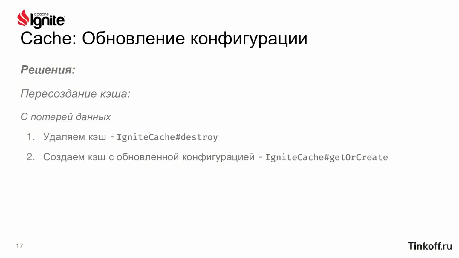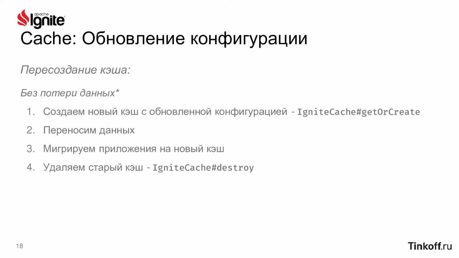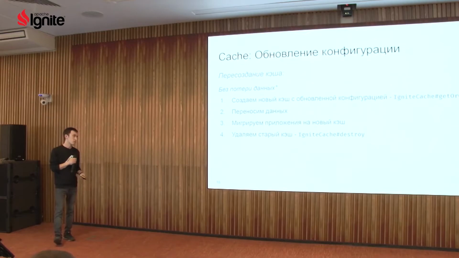We had a few options here. The first approach, with data loss, is that we destroy the cache and create a new one with the updated configuration. The second approach, without data loss, is a little bit complex. First, we create a new cache with a version suffix. For example, if we have mycache, we create mycache version 2. After that, we migrate data into it. Next we switch our application to use the new cache, and after that the old cache should be removed.